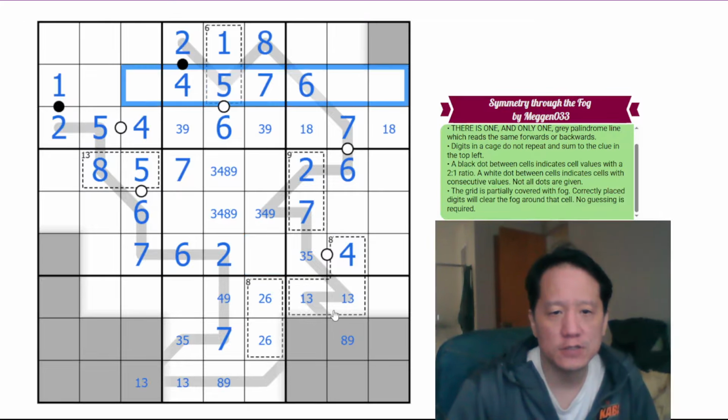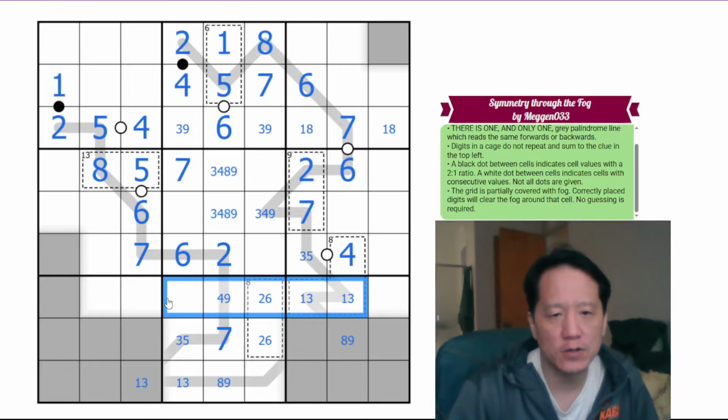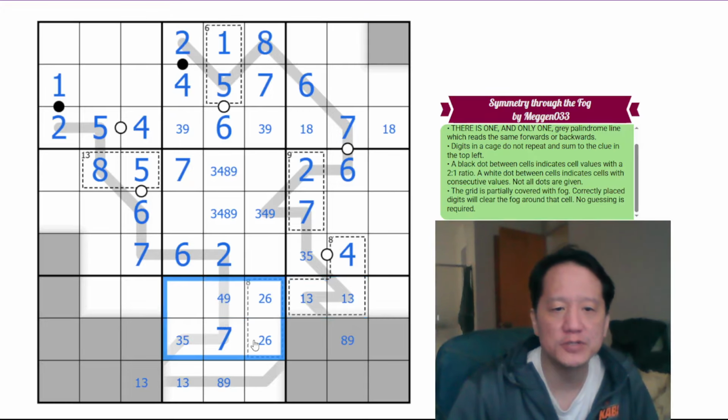Let's see. This is 1, 3 as a pair. Okay. Where is the 1 in this lower central box? Can't be here because of the 1, 3 pair. This is 2, 6 adding up to 8. This has to match that, and 1 is not consecutive with 4. So 1 has to be one of these 2 digits. That means 1 is guaranteed in one of these cells here, so this cannot be 1.